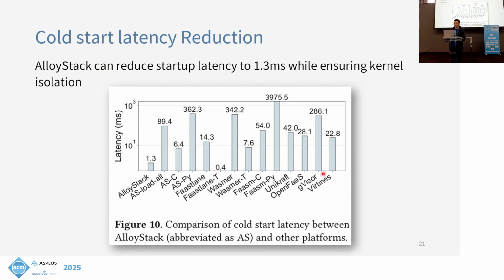On the cold start latency, as you can see, AlloyStack can reduce the cold start latency to 1.3 milliseconds while ensuring kernel isolation. Since Wasmer and FastLane support deploying multiple functions as threads within a single address space, we also measure the thread startup latency and label them as WasmerT and FastLaneT.